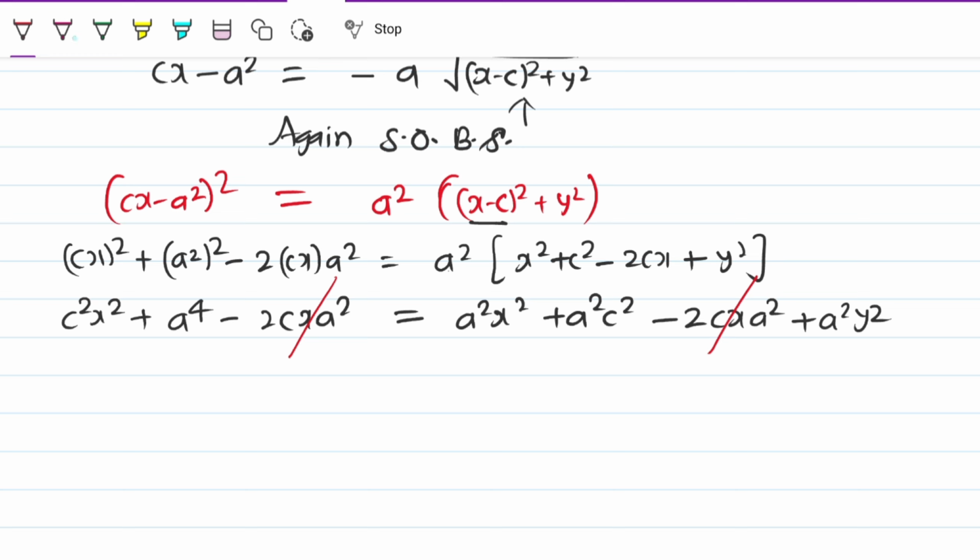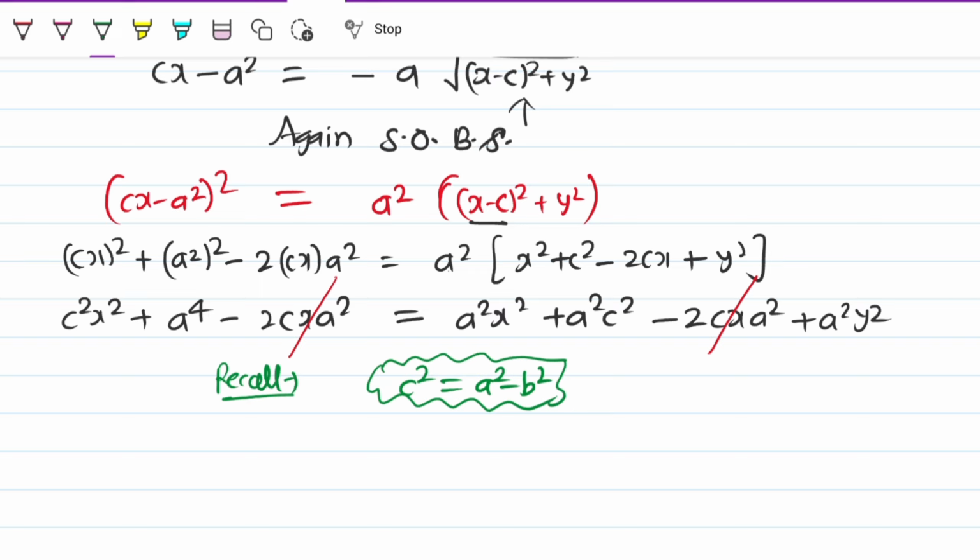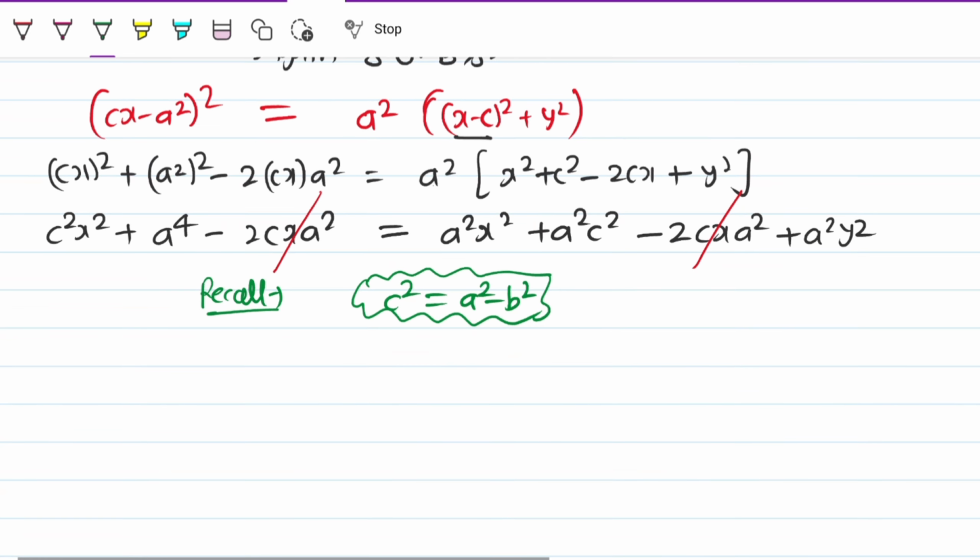So now in the standard ellipse, we have a relation between a, b, c. Okay, what is that relation? The relation is c square equals to a square minus b square. This is the relation between a, b, c in the standard ellipse.